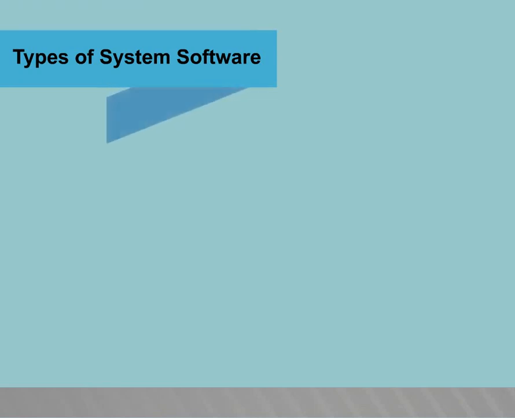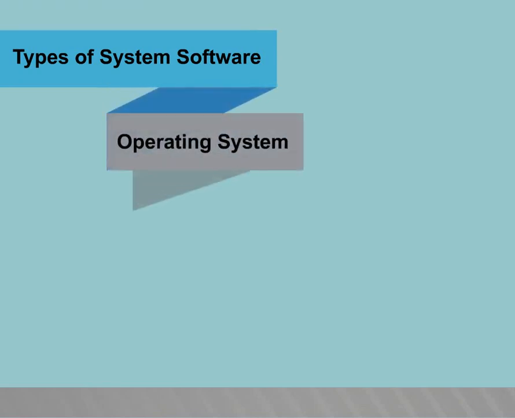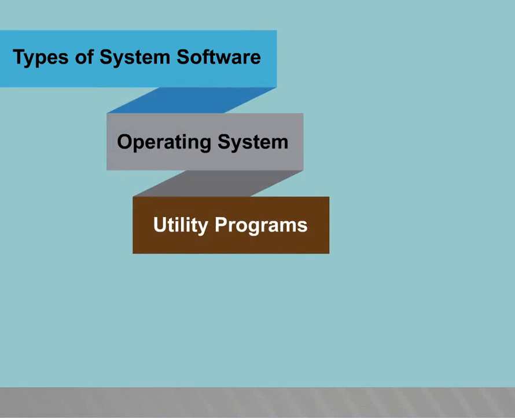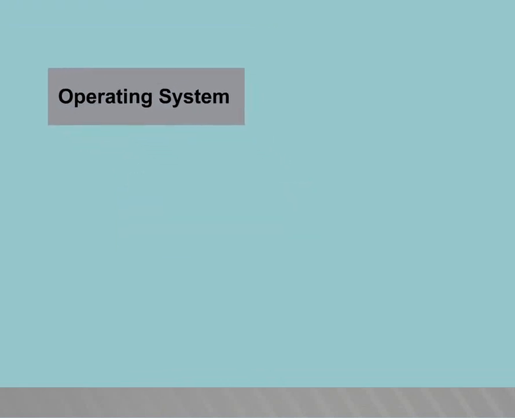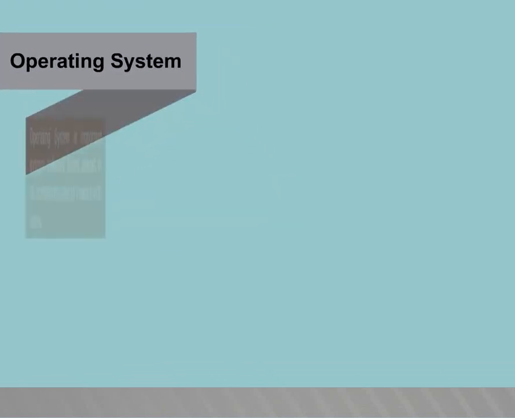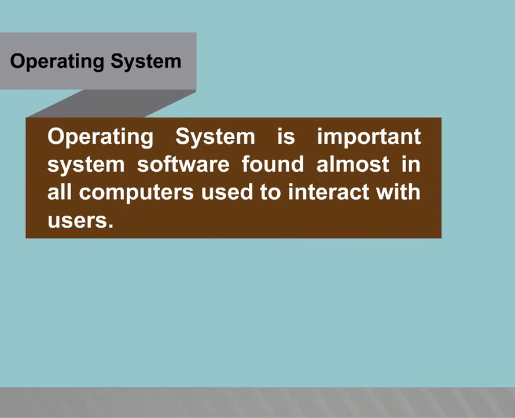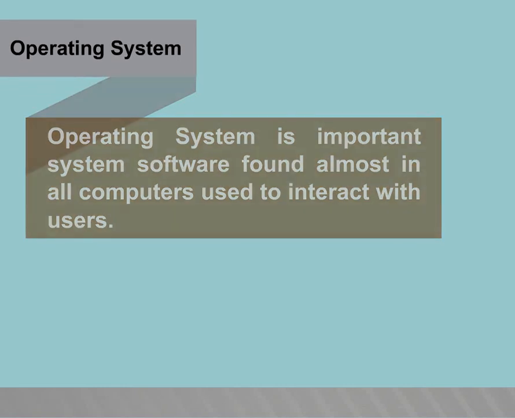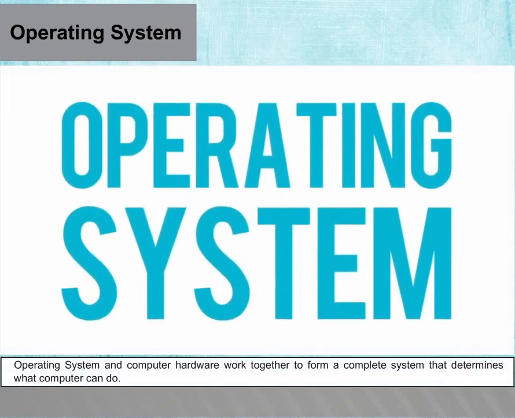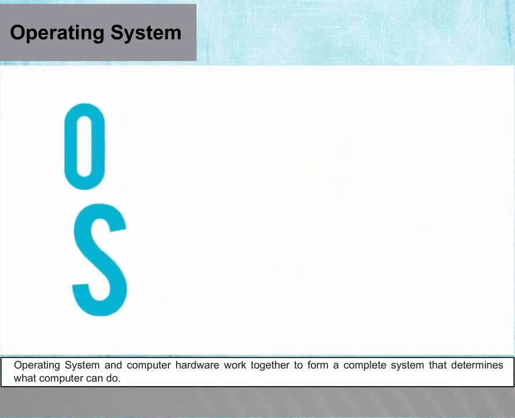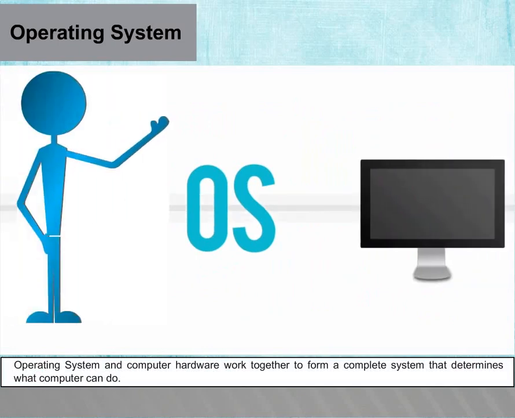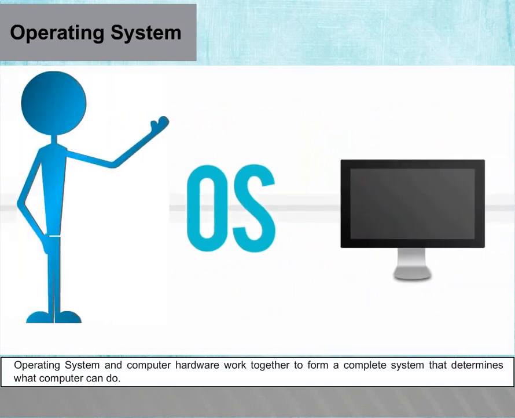Types of system software: operating system and utility programs. Operating system. The operating system is the most important system software, found in almost all computers, used to interact with users. Operating system and computer hardware work together to form a complete system that determines what a computer can do.